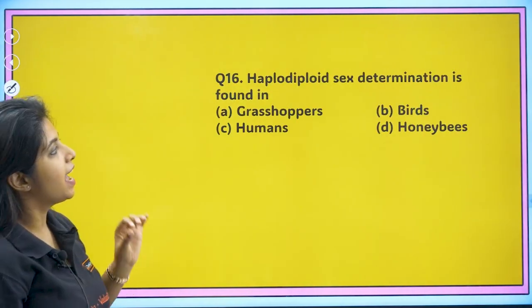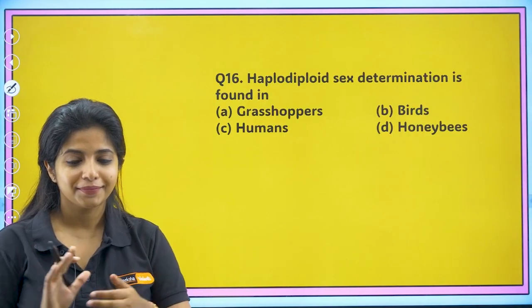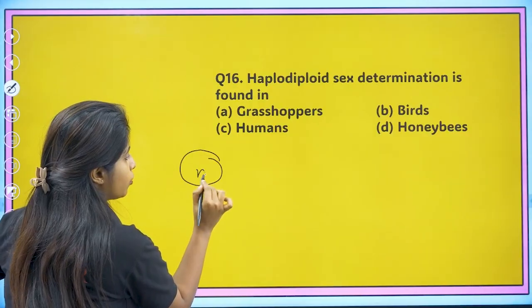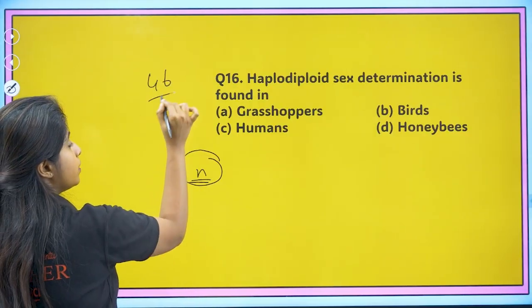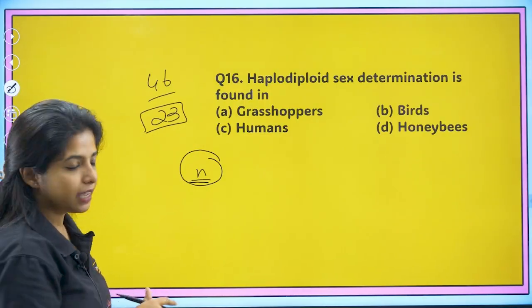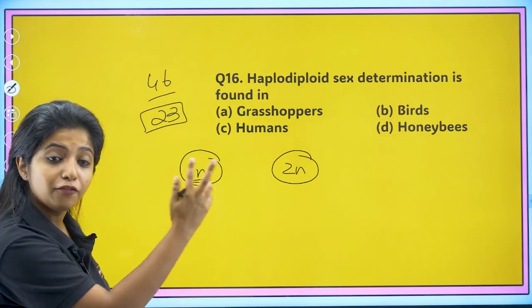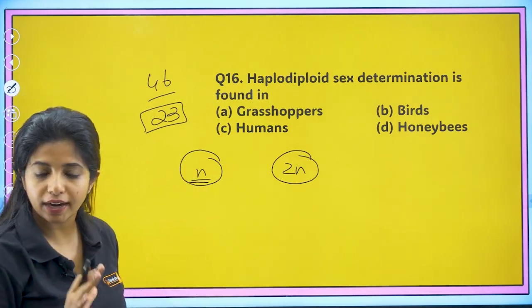Next, 16. Haplodiploid sex determination is found in haplodiploid. What do you mean by that? Haploid means what? You are having half the number of chromosome, n number of chromosome. Suppose 46 is the total number of chromosome. If I just have 23 of them, then I will call it haploid. Diploid means you are having 2n. Double, that means I have 46, not half, complete. So n and 2n is right over here.